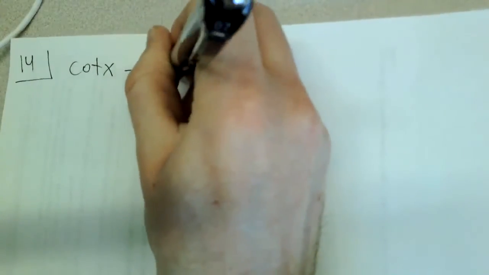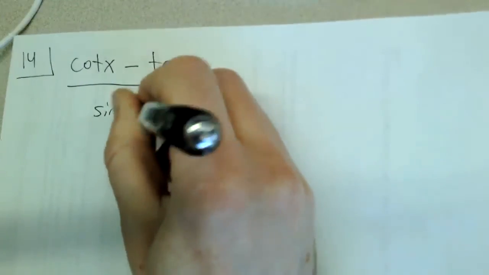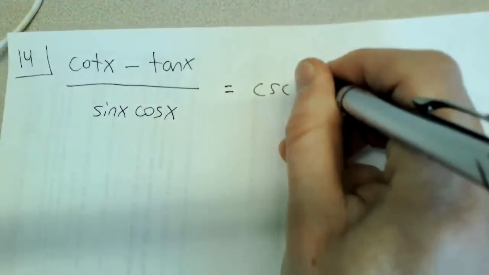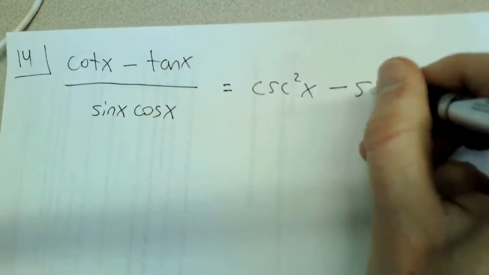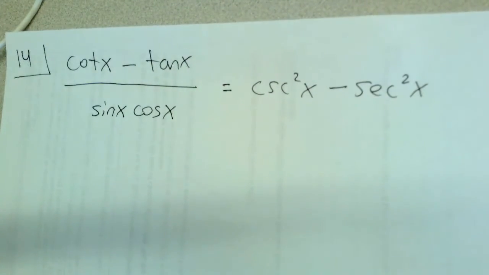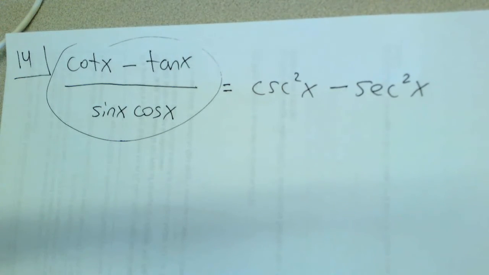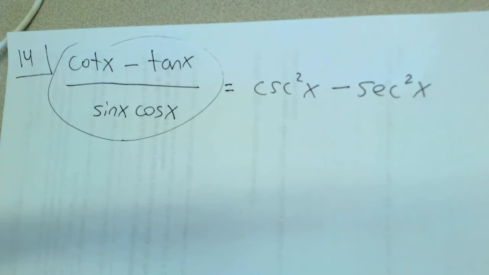is we want to show that cotangent x minus tangent x all over sine x cosine x is equal to cosecant squared x minus secant squared x. So like usual, we're just going to take the more complicated side, which is usually the left-hand side, and work on that guy and transform it, and hopefully it'll magically turn into the right-hand side, right? Don't be copying an equal sign. Don't be copying both sides of the equation. You're not allowed to do that.